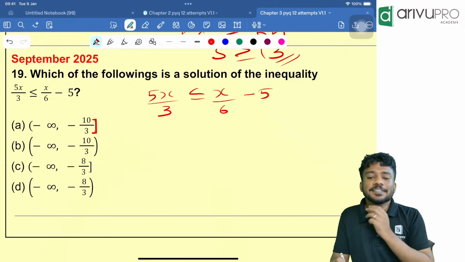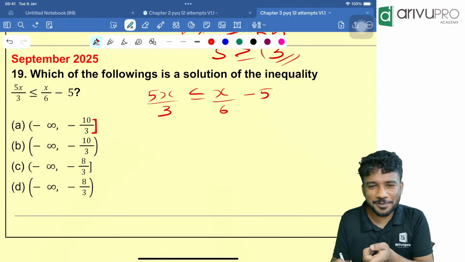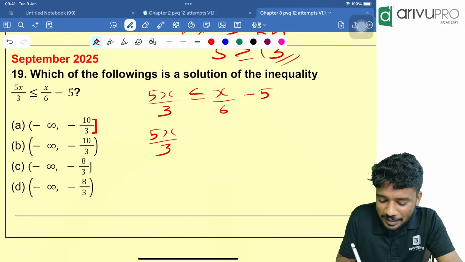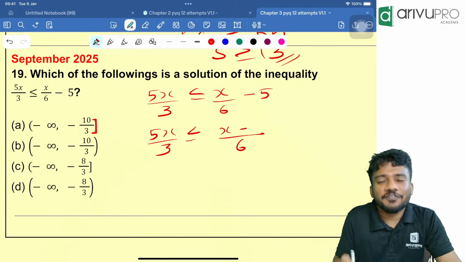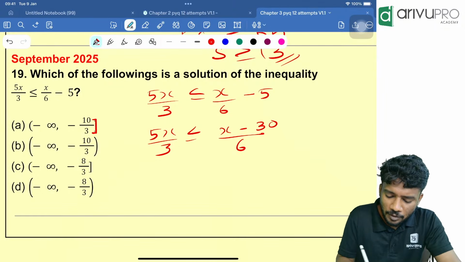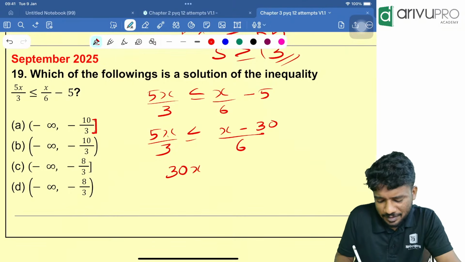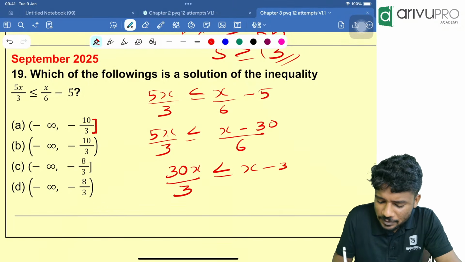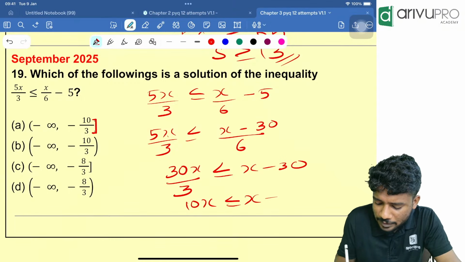Hi, Sivagasi. Hello. Now, what are you going to do? We did a similar question already, right? Here also you take the LCM. 5x by 3 less than or equal to, the LCM is 6: x minus 5 into 6 is 30. Now cross multiply. 5 into 6 is 30x, divided by 3, it will get cancelled off, x minus 30. So 30 by 3 is 10x less than or equal to x minus 30.